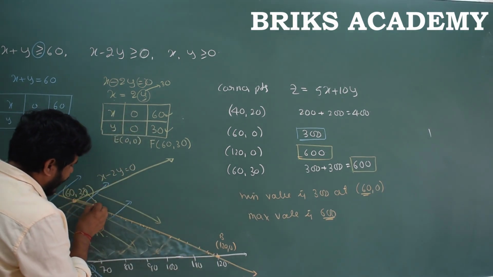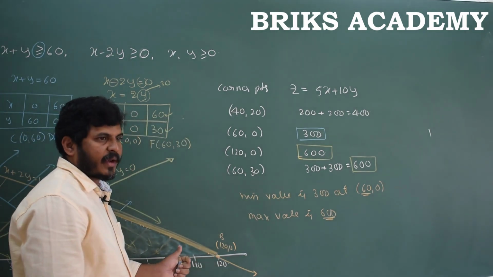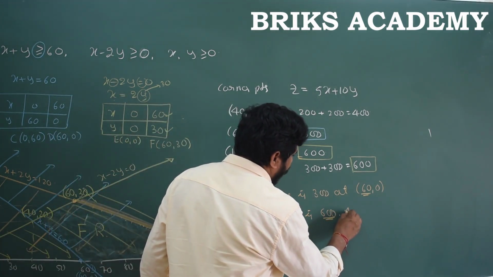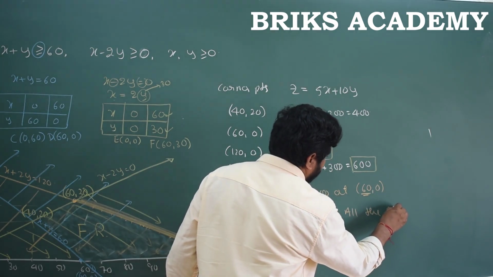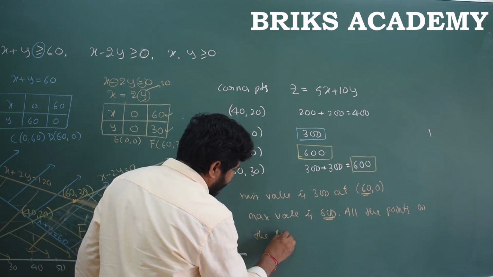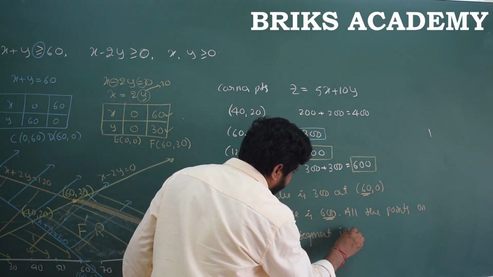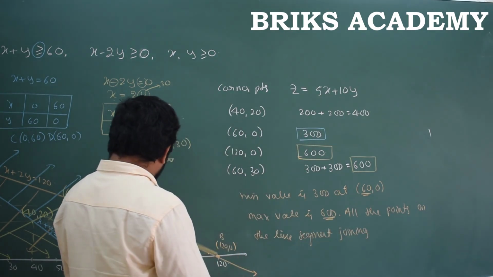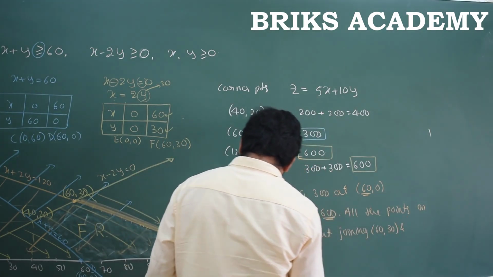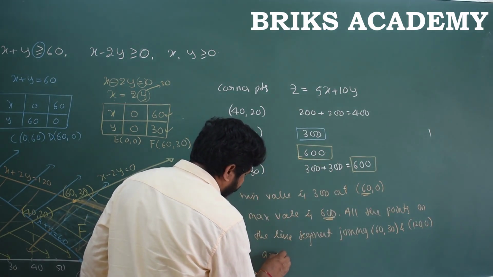So how many points are there on this line? How many points are there? Infinitely many points are there. That is, the conclusion is all the points on the line segment joining 60, 30 and 120, 0 are the solution.